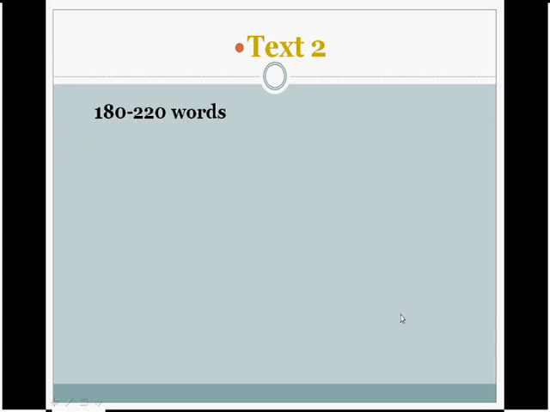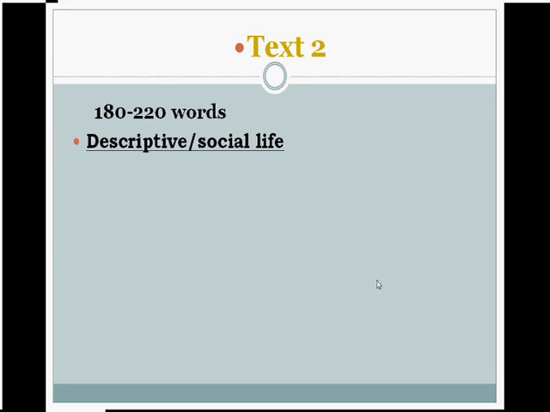The length of text 2 is 180 to 220 words. And don't worry about the length of the text. It's not going to be long. And you will see now two examples, okay? The type of text 2 is descriptive and it deals with social life.